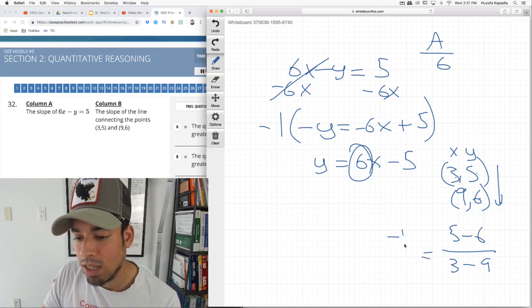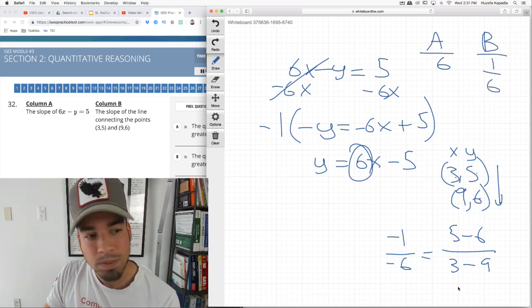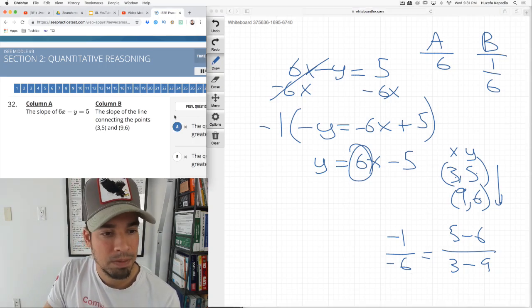5 minus 6 equals negative 1. 3 minus 9 equals negative 6. Negative over negative makes a positive, but it's still tiny compared to the other one of a slope of 6. This is a slope of 1/6, so a is clearly bigger.